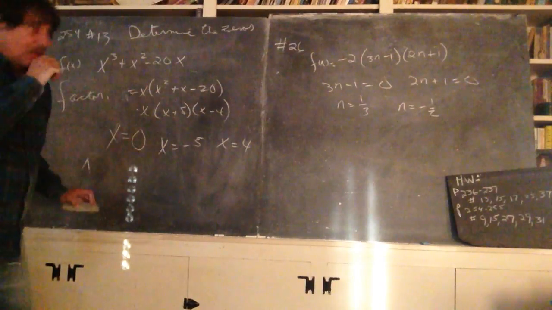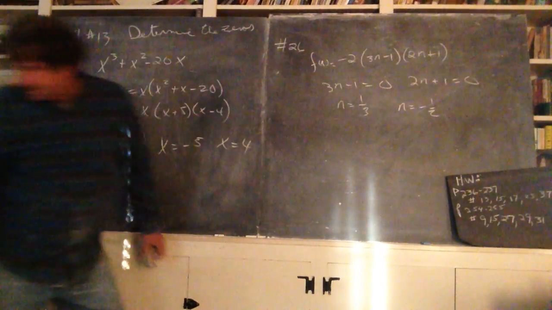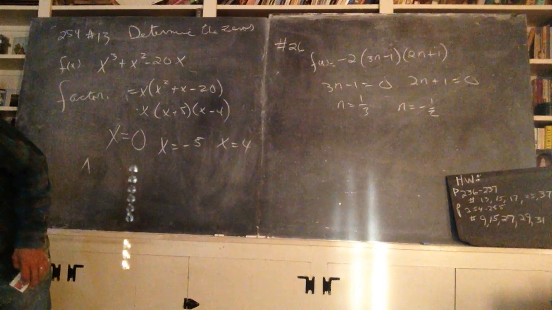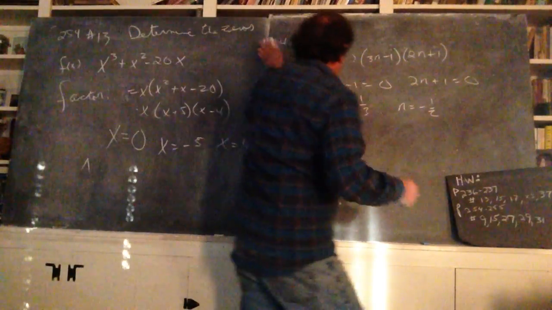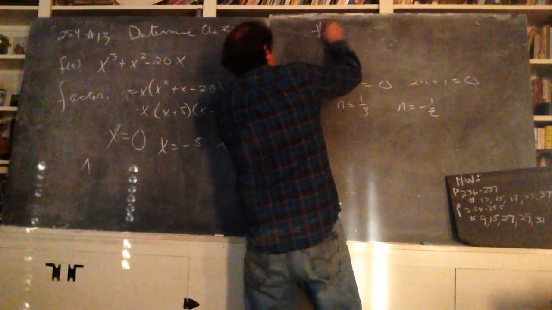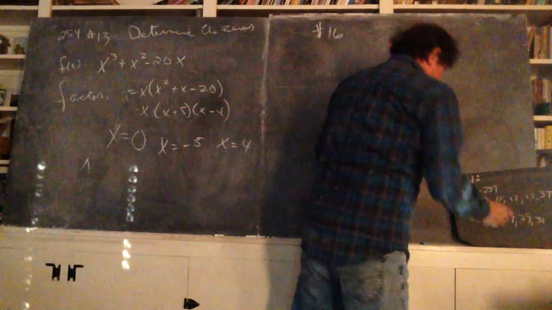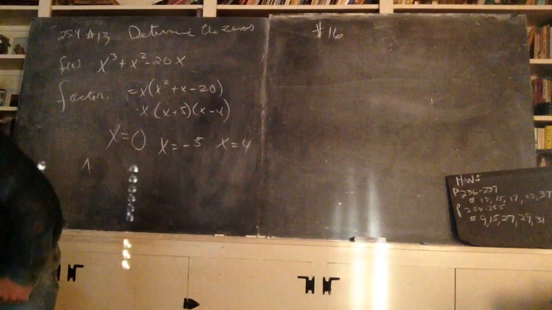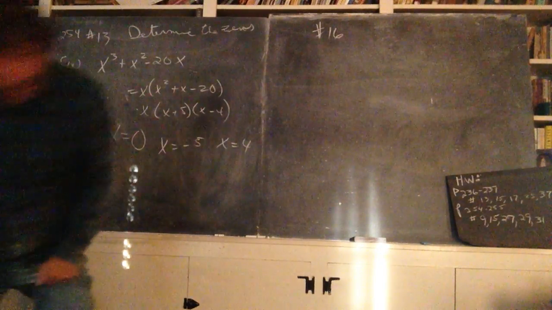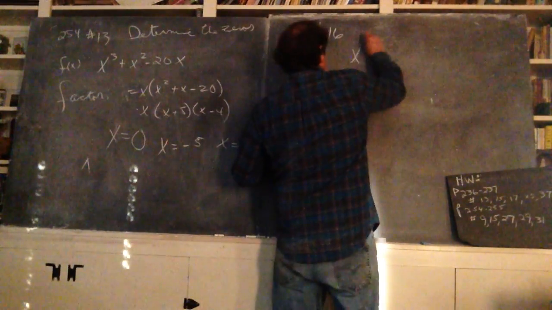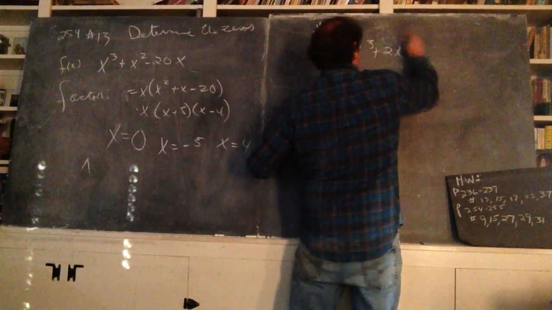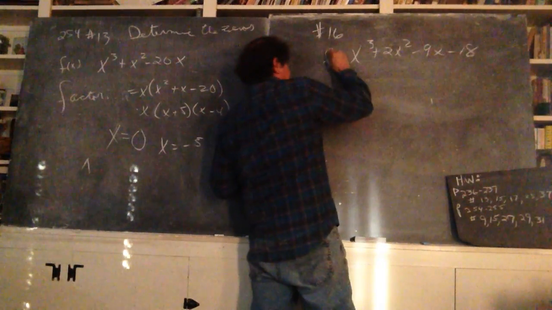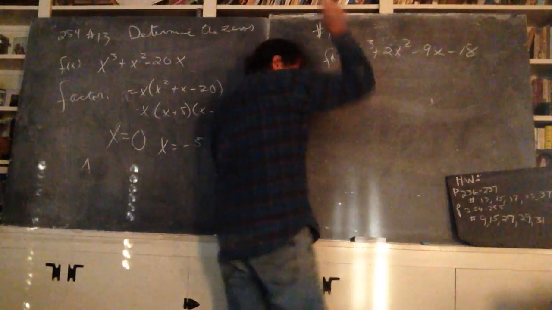How about another one to factor? Let's do a cubic. This is number 16 on page 254. x cubed plus 2x squared minus 9x minus 18. Okay, that's what f of x is, and we want to set it equal to 0.